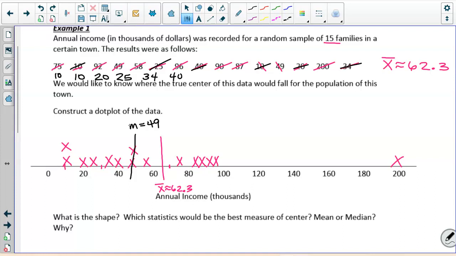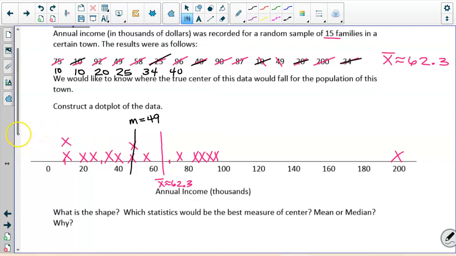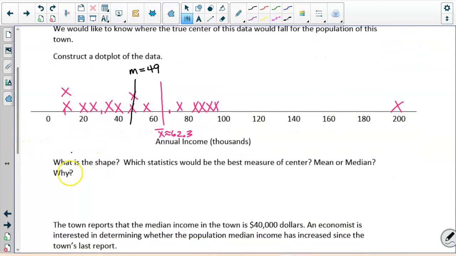Okay? So then it says, what is the shape? We already said that. What is the shape? Skewed. And is it right skewed or left skewed? Yeah, if we were drawing this, that tail would be pulling to the right. Can we confirm that mathematically?